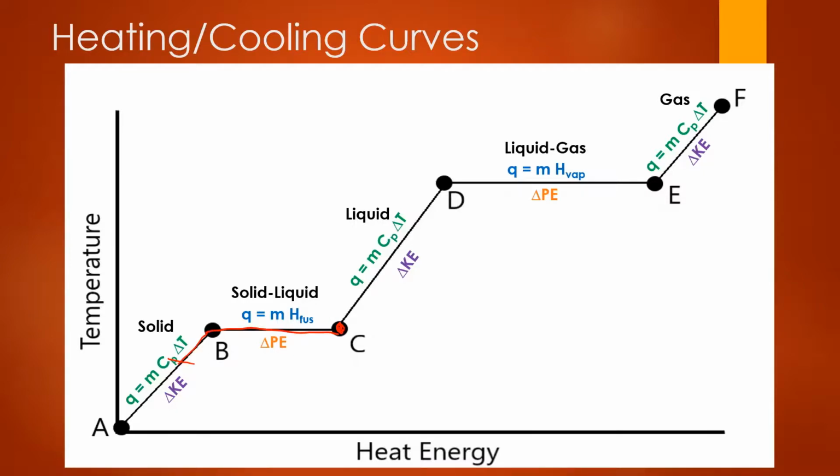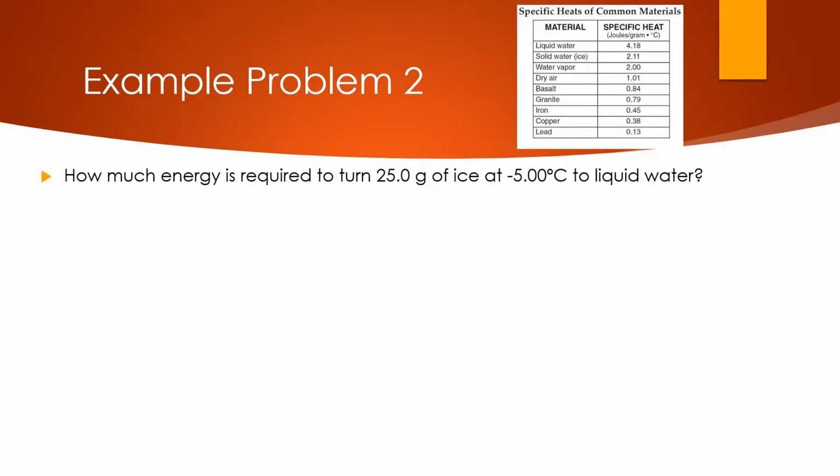So that means we're going to have to do 2 calculations. We're going to have to do one with this one to see how much energy is needed to go from negative 5 to 0 of ice. And then we're going to need to calculate, using this equation right here, how much energy is needed to go from ice to liquid water. So that means that we're going to have to use Q equals MC sub P delta T, and Q equals MH sub F.